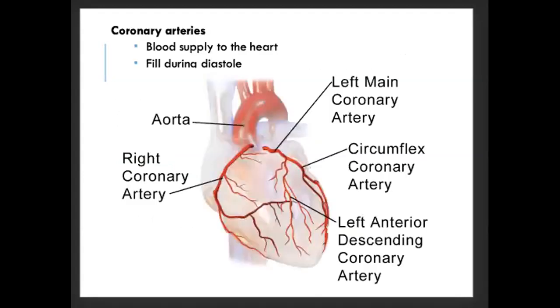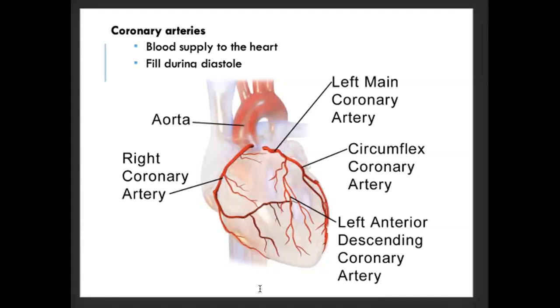The next structure that we're going to talk about is our coronary arteries. Your coronary arteries fill during diastole, so when your heart's resting, they fill. This is how your heart gets oxygen and blood supply. We have two main coronary arteries: the left main coronary artery and the right coronary artery. Your right coronary artery feeds blood to the right side of the heart, and therefore it feeds blood to your conduction pathways. So a blockage here can affect the electrical activity of the heart.